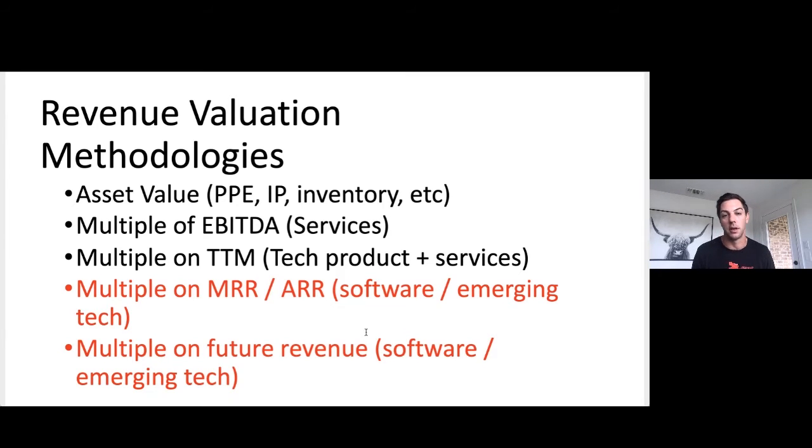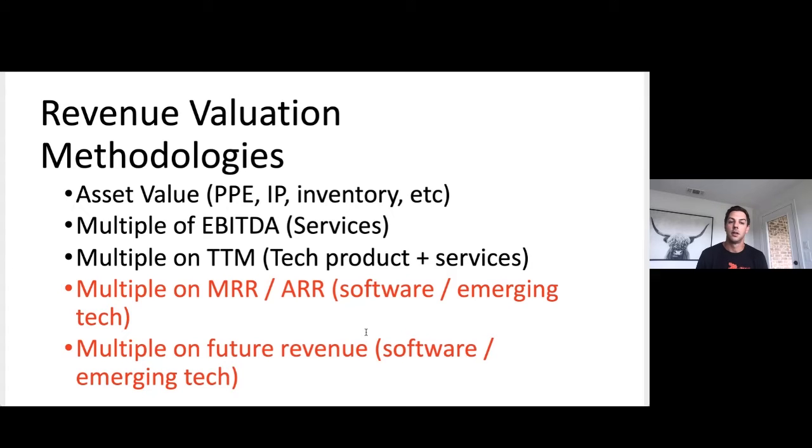A multiple on EBITDA. This is mostly a function of how services businesses get valued, like an accounting firm or a law firm, perhaps even a doctor's office or a doctor's practice. It's going to be how much money they make at the end of the day, and then you apply a multiple, say a multiple of 8 or a multiple of 10 on earnings. So think about it like profits. If there's X profit left over, there's going to be a multiple of those profits.